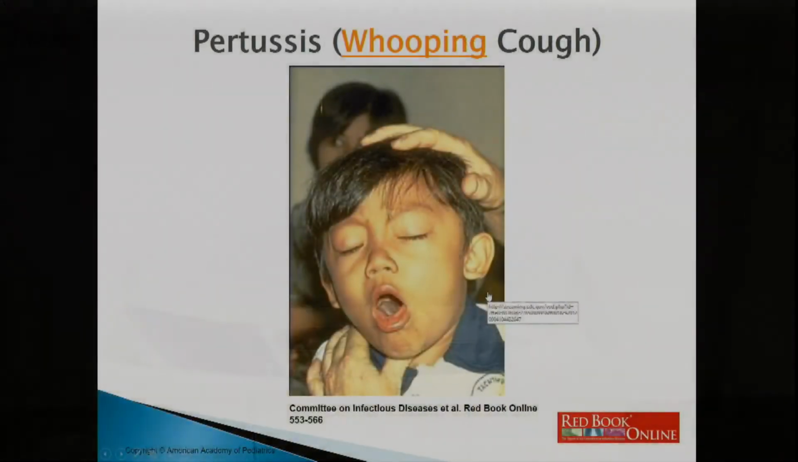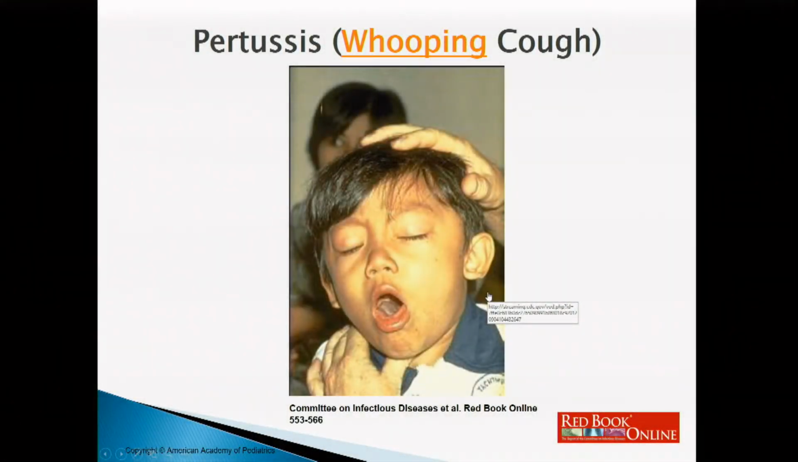Whooping cough, pertussis. One of those that we've got a vaccine for, the DPT, can help with pertussis. But we know that our immunity wanes and that we can develop pertussis as adults. And if you've ever had whooping cough, again, this is one of those cough, cough, cough. I think it's been called the 100-day cough because it's just one of those that does not let up.